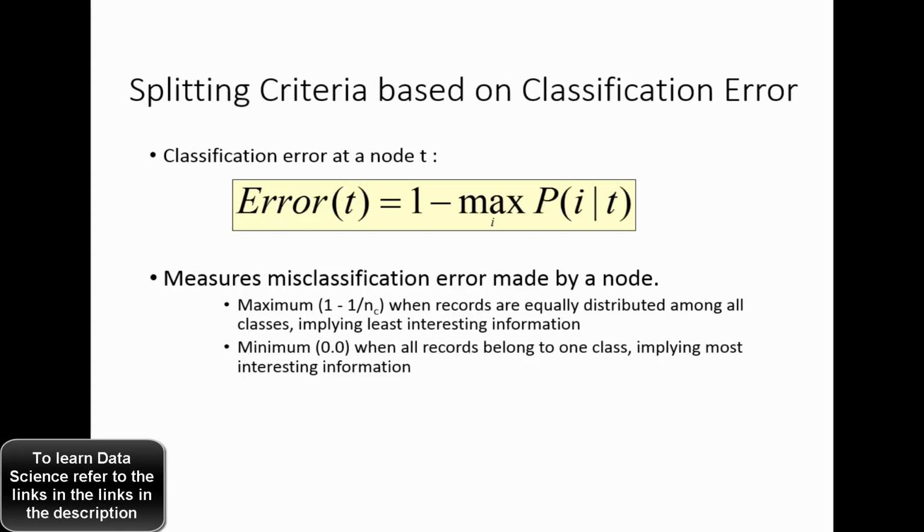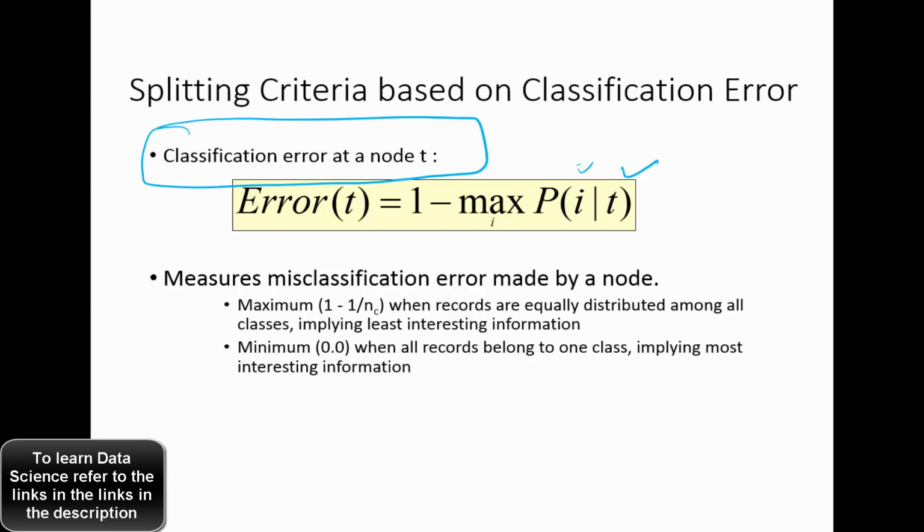The third one we have seen is classification error, right? Apart from Gini and entropy, you can also use classification error. So classification error is also used like this. Classification error at t is nothing but 1 minus the maximum of the probability of p(i|t). t is just the node and i is the class, the probability of happening of the class. So you use misclassification error by the node.